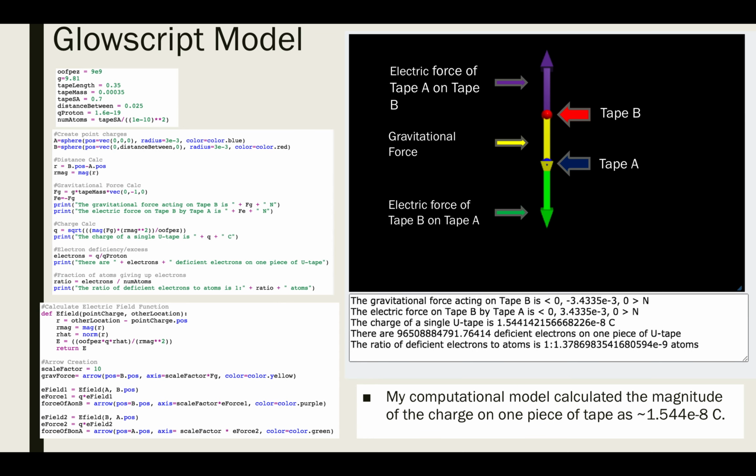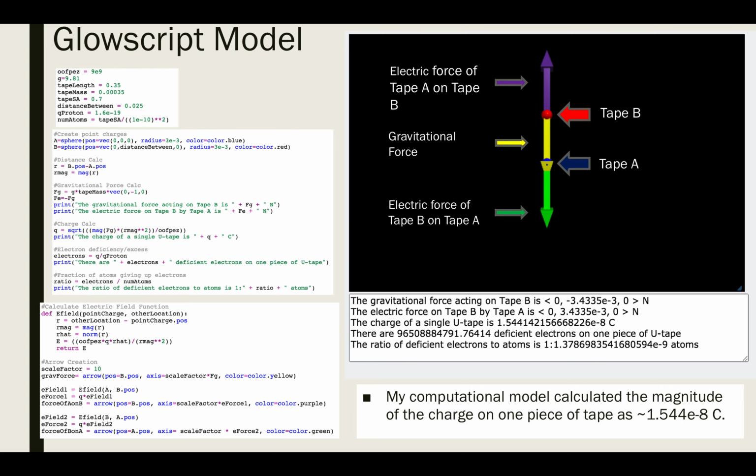Finally, let's take a look at my computational model. We were tasked to produce a model of two charged tapes exerting an electric force on each other and experiencing a gravitational force. We were to use this model to estimate the amount of charge on each tape necessary to float one tape above the other.